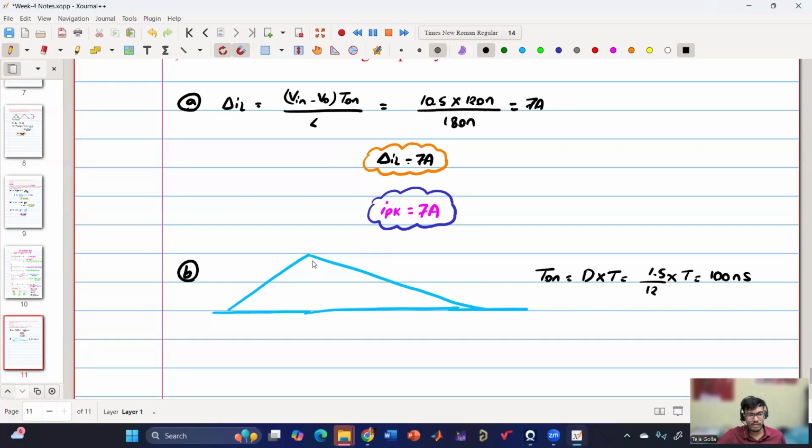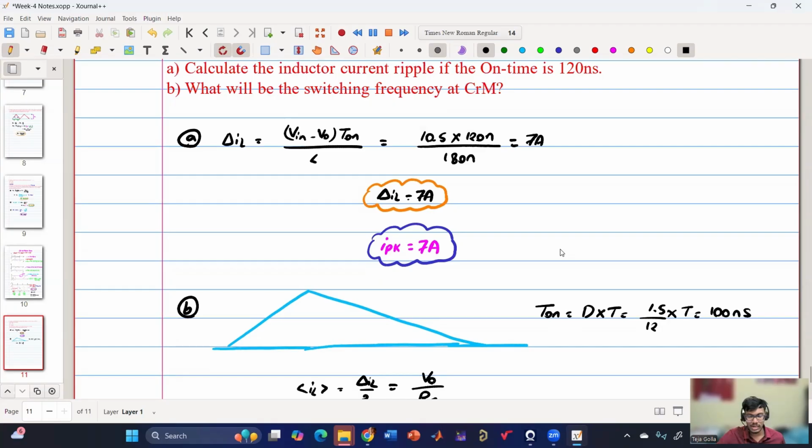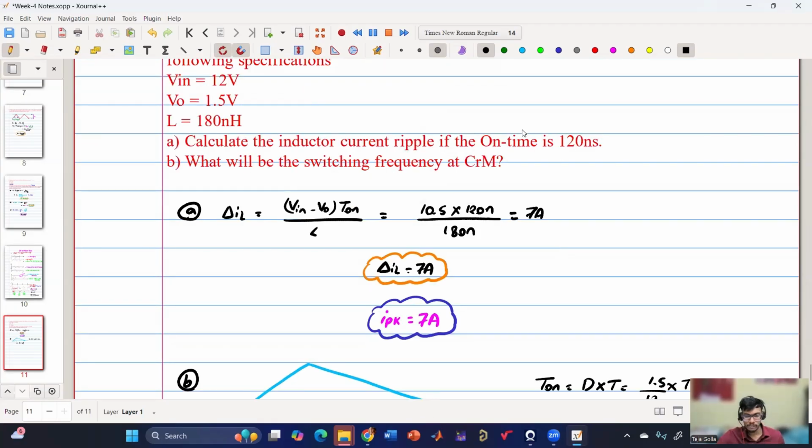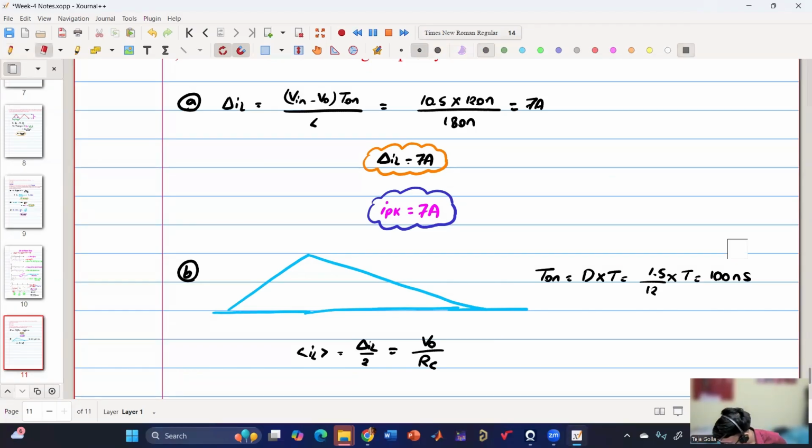You are right. When we are asking the critical resistance, then we'll use this: IL average is nothing but delta IL by 2. So from this IL average, which is V naught by RC, I can get RC. But RC is unknown, so I cannot calculate the time period based on this expression. So first I have to calculate the time period, given the on time is 120 nanosecond. Sorry, not 100, 120. Hold on.